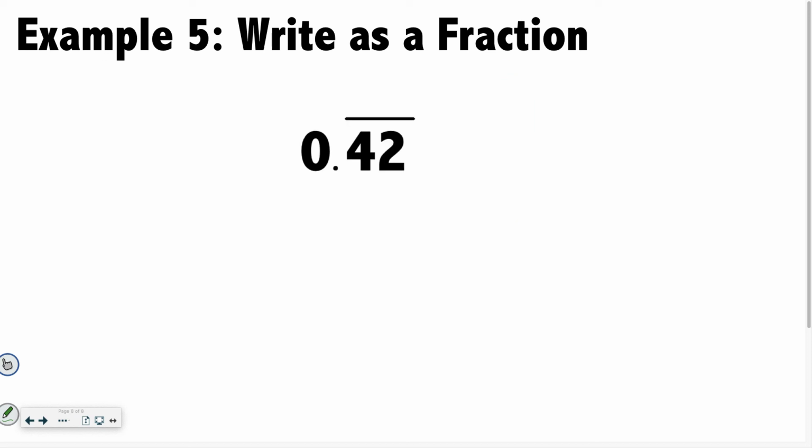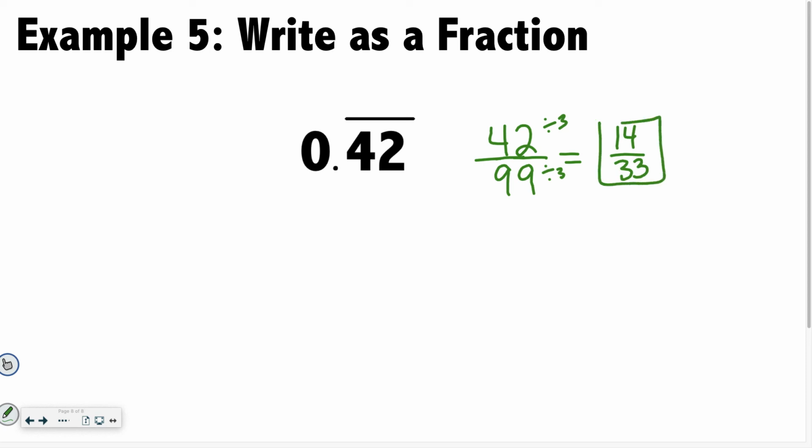All right, example 5, 0.42 repeating. So now notice there's 2 numbers repeating. So what I'm going to do is I have 42, and I had 2 different numbers repeating. So my fraction would be 42 over 99. And then I'm going to simplify that fraction. So 42 over 99. Both of those numbers are divisible by 3. So this would become 14 over 33.